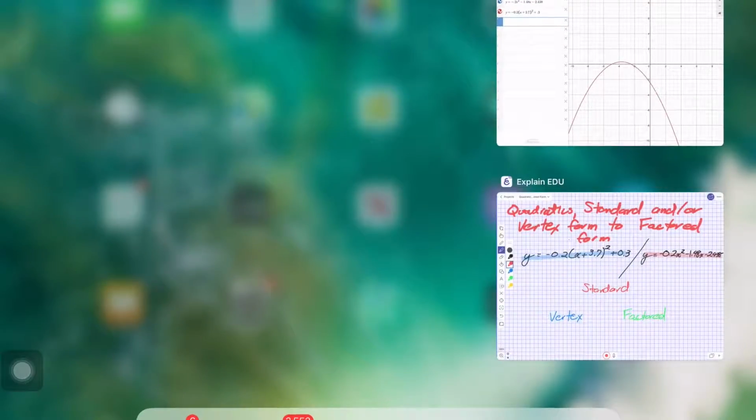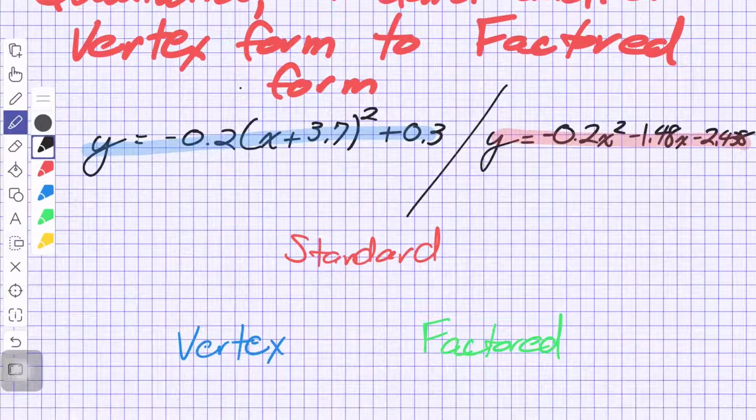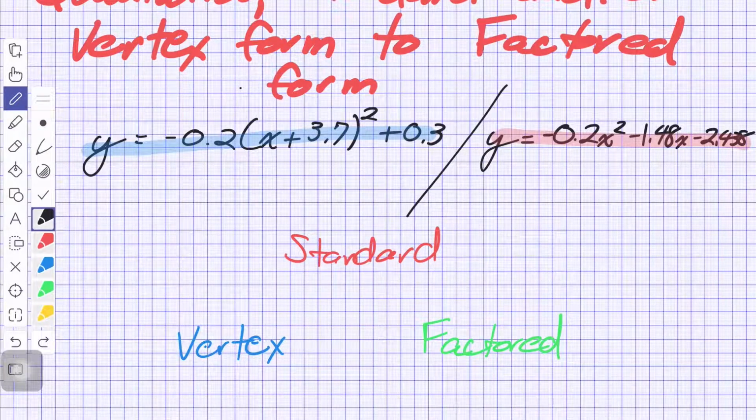So what we're going to work on is how to move, whether we have the standard form, how to move it to factored form, and if we have the vertex form, how to move it to factored form. Okay, so we're going to start with the standard form because there are some common ways.